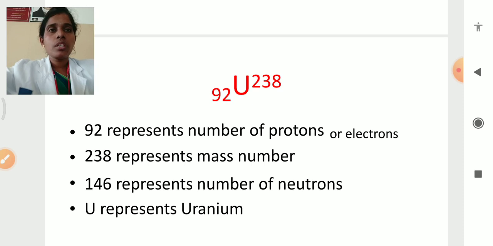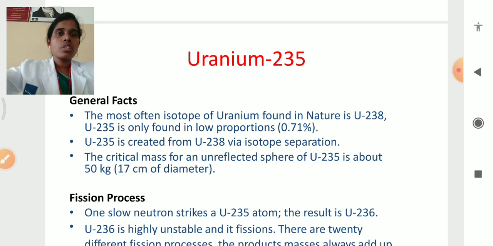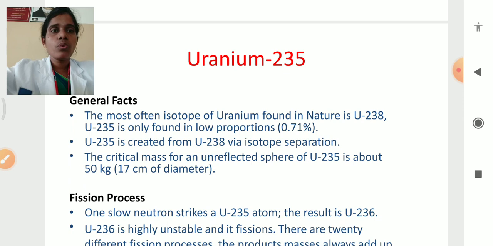So here, uranium 92, 238. The 92 represents the number of protons in the nucleus, 238 represents the mass number, and 146 represents the number of neutrons. The U denotes uranium. Now uranium-235. The isotopes of uranium are found mostly as uranium-238, and also as 235, but 235 is found only in low proportion, at 0.71 percent.